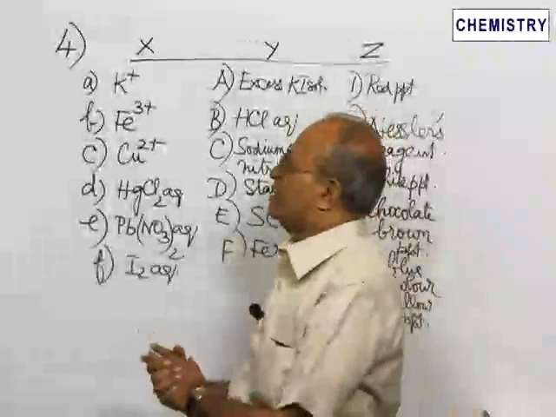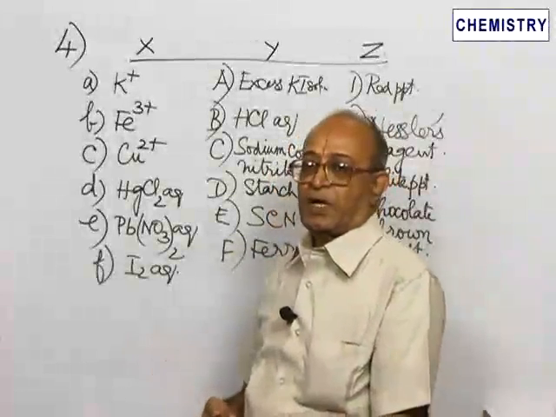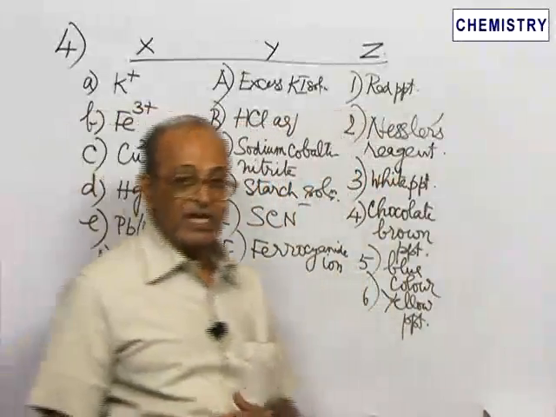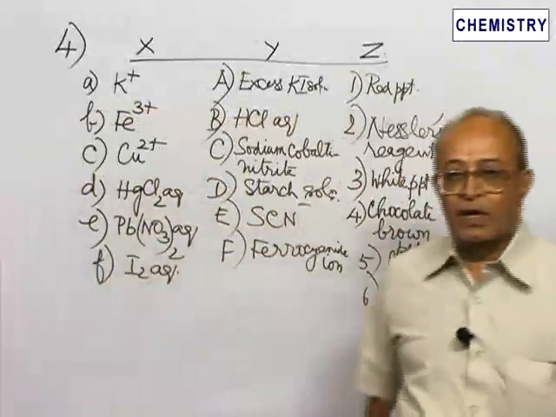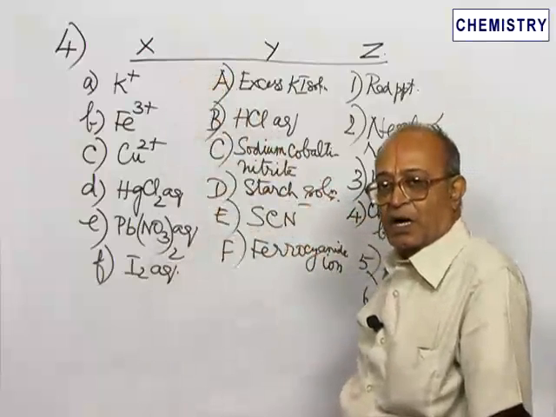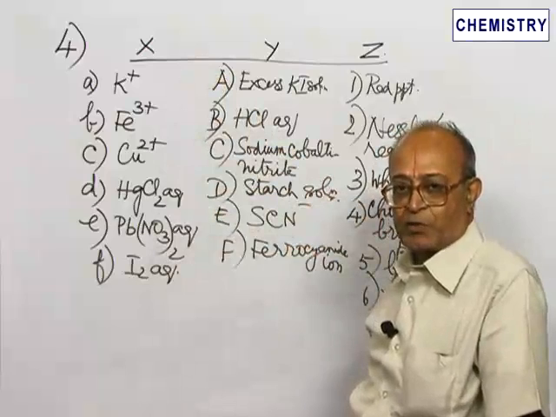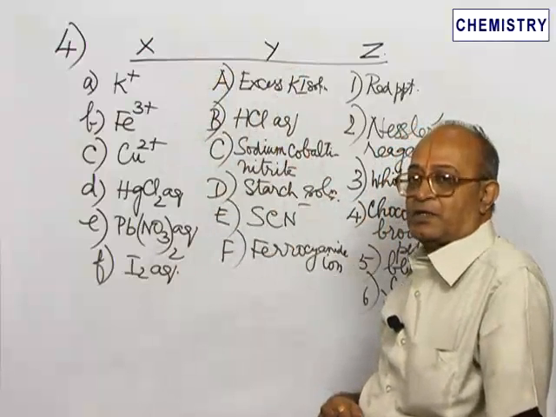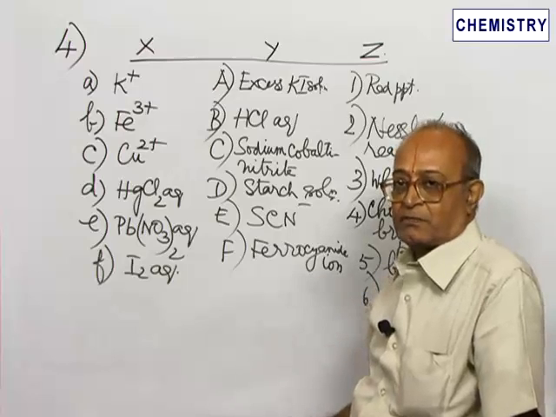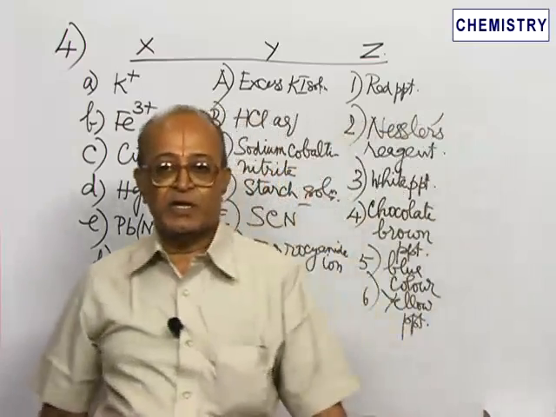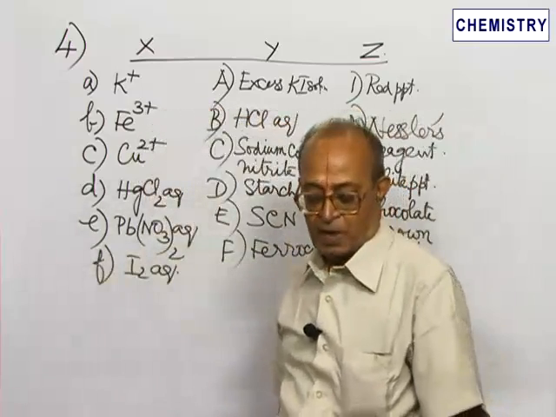Now let us consider the next question. It is also a matching type question, but there are three columns. First column, the respective ions or the salt, as the case may be. Y, the corresponding reagents. Z, the precipitates that are formed.